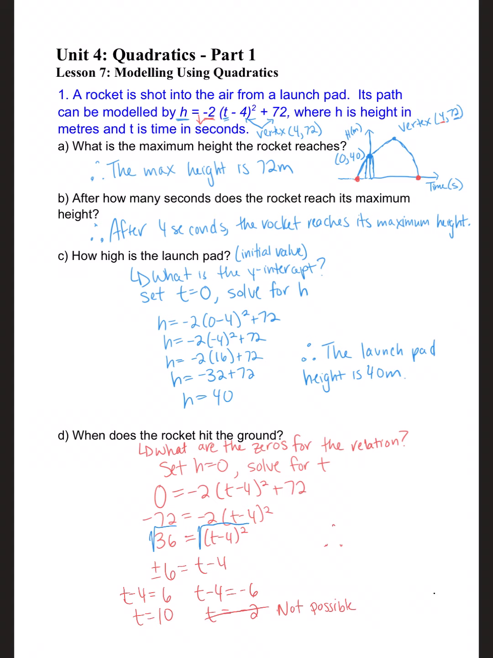So therefore, the rocket hits the ground after 10 seconds. So we could label these zeros up here now. We know that this is (10, 0), and this one over here, even though it's not realistic, would be (-2, 0). So you can see by going through these different questions of a word problem, we're really just identifying those key points that we've been talking about with the parabola throughout this unit.